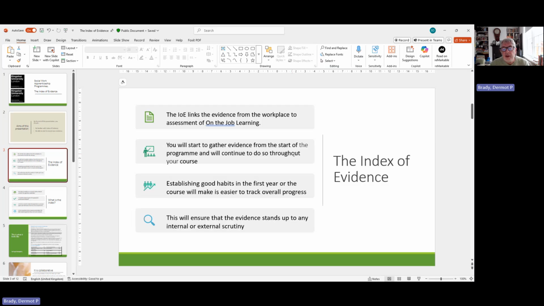We also have to ensure the evidence stands up to internal or external scrutiny. So internally, there are various quality assurance processes that go on and that need to be paid attention to.